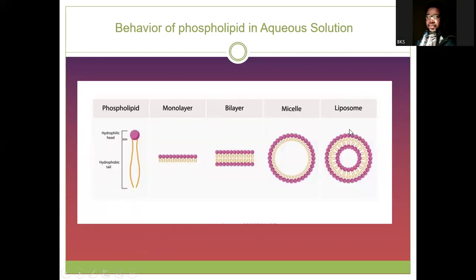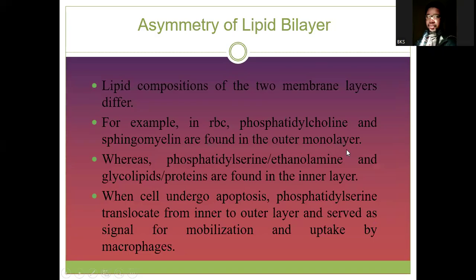You can find the different types of phospholipid in either of the layers, the inner layer or the outer layer. This is what we call the outer layer. This is the inner layer. Some of them are found in the outer layer, while some are found in the inner layer. For example, in red blood cells, you have phosphatidylcholine and sphingomyelin mostly found in the outer monolayer, whereas phosphatidylserine and phosphatidylethanolamine and maybe some glycolipids and glycoproteins are found in the inner layer. Are we together? Yes, sir.